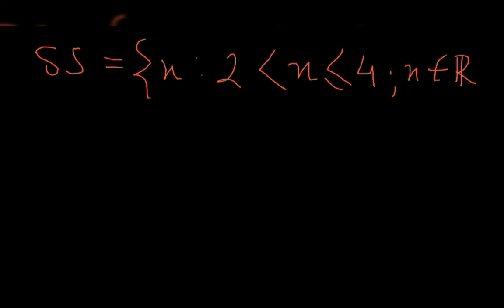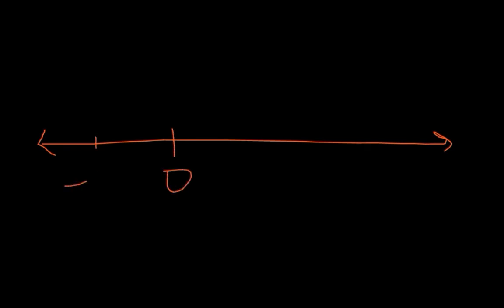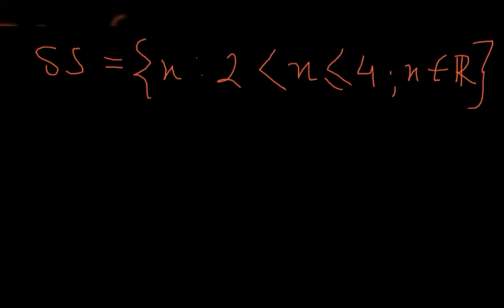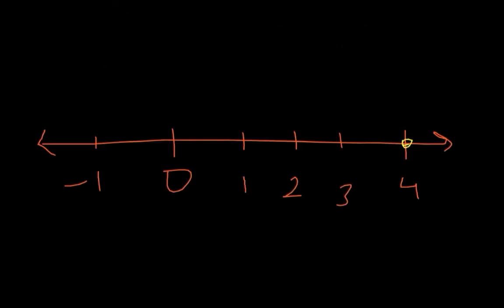Now how to draw the number line in this case? I'll go to a new page. Let's say this is the number line. This is 0, this is -1, this is 1, this is 2, this is 3, this is 4. So it is closed at 4, open at 2, and then join this. Join along the line. Okay, so this is my solution.